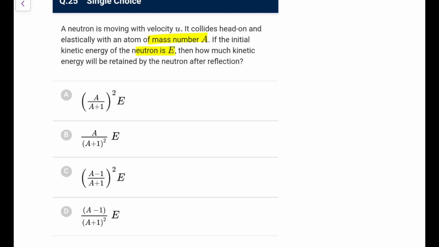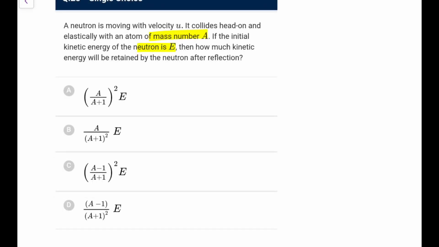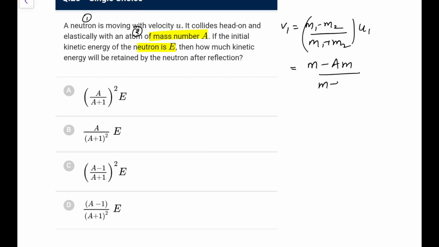If the initial kinetic energy is E, then how much kinetic energy will be retained by the neutron after collision? Since it is an elastic collision, take the neutron as 1 and the atom as 2. Because the atom is at rest, we can directly say the velocity of the neutron after collision would be (m1 minus m2) upon (m1 plus m2) into u1, because u2 is 0. So m1 minus m2, if I write it, is m minus A times m, upon m plus A times m, into u.